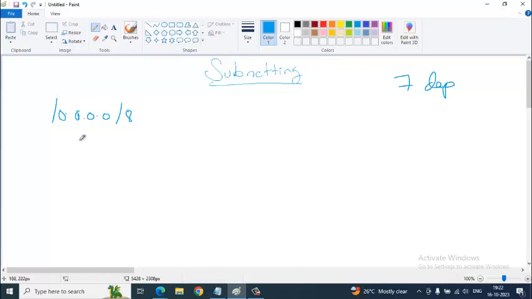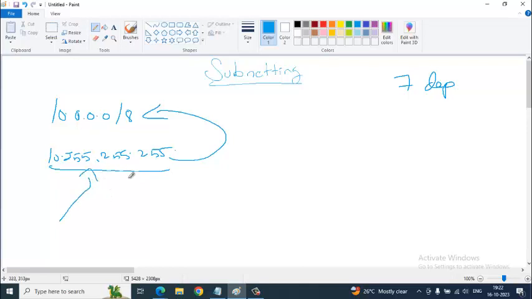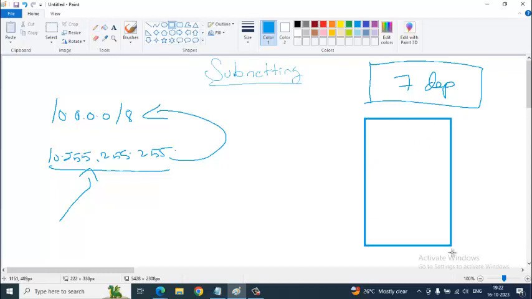Now, for this, the broadcast address is 10.255.255.255. This address is the broadcast of this one. If I send any message to this address, it will go to everyone in the 7 departments, which we may not like. We want to send precisely to one particular department.